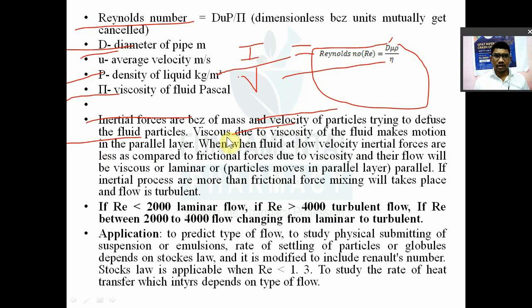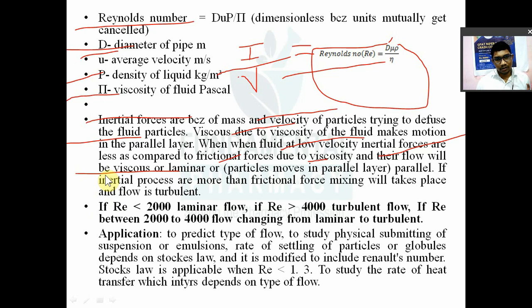When the fluid is at low velocity, inertial forces are less as compared to the frictional forces. Frictional forces are because of the viscosity, and the flow will be laminar, also known as viscous. Remember, inertial forces are because of the mass and velocity of the particles of the fluid, and viscous forces are due to the viscosity of the fluid.